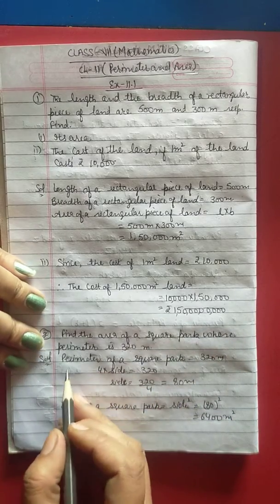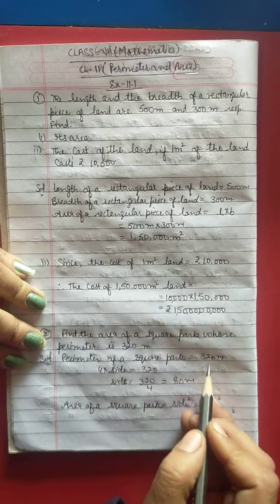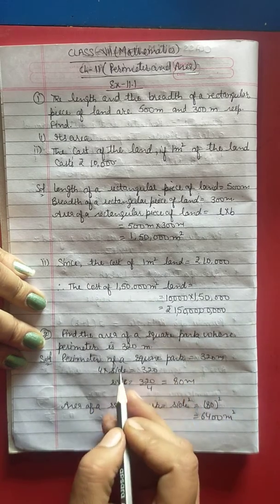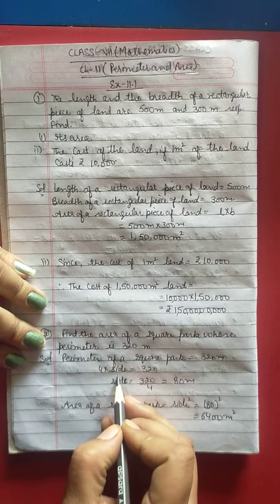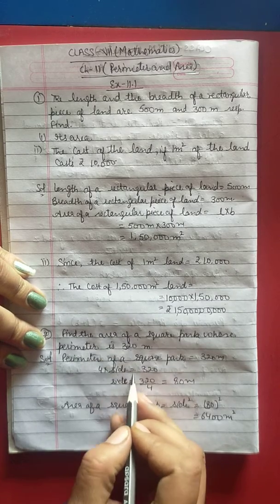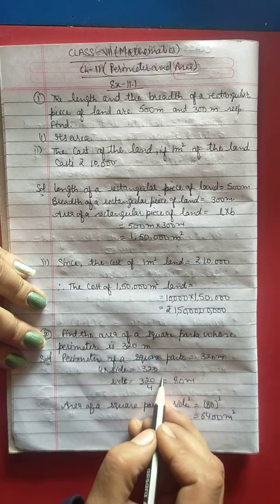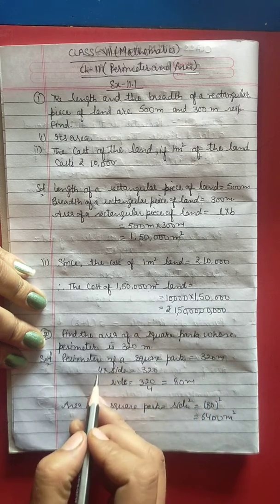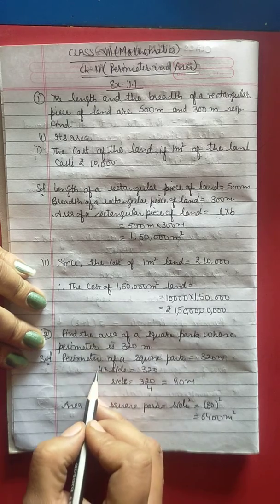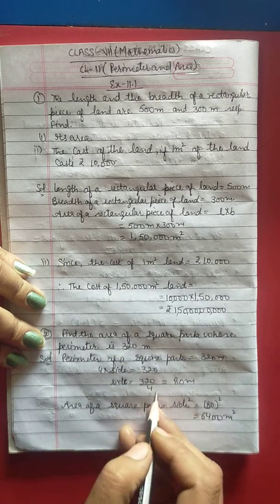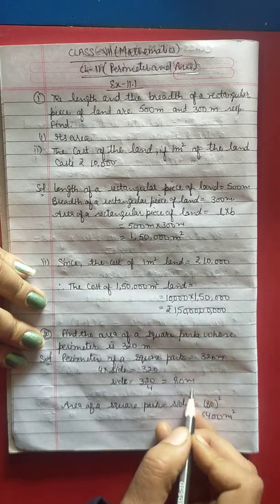The perimeter of a square park is 320 meter, and the formula to find the perimeter of a square is 4 into side. So on putting, 4 into side equals 320 meter as it is given to you. We'll take 4 to the other side. By transposition it changes from multiplication to division. On dividing this we got side as 80 meter.